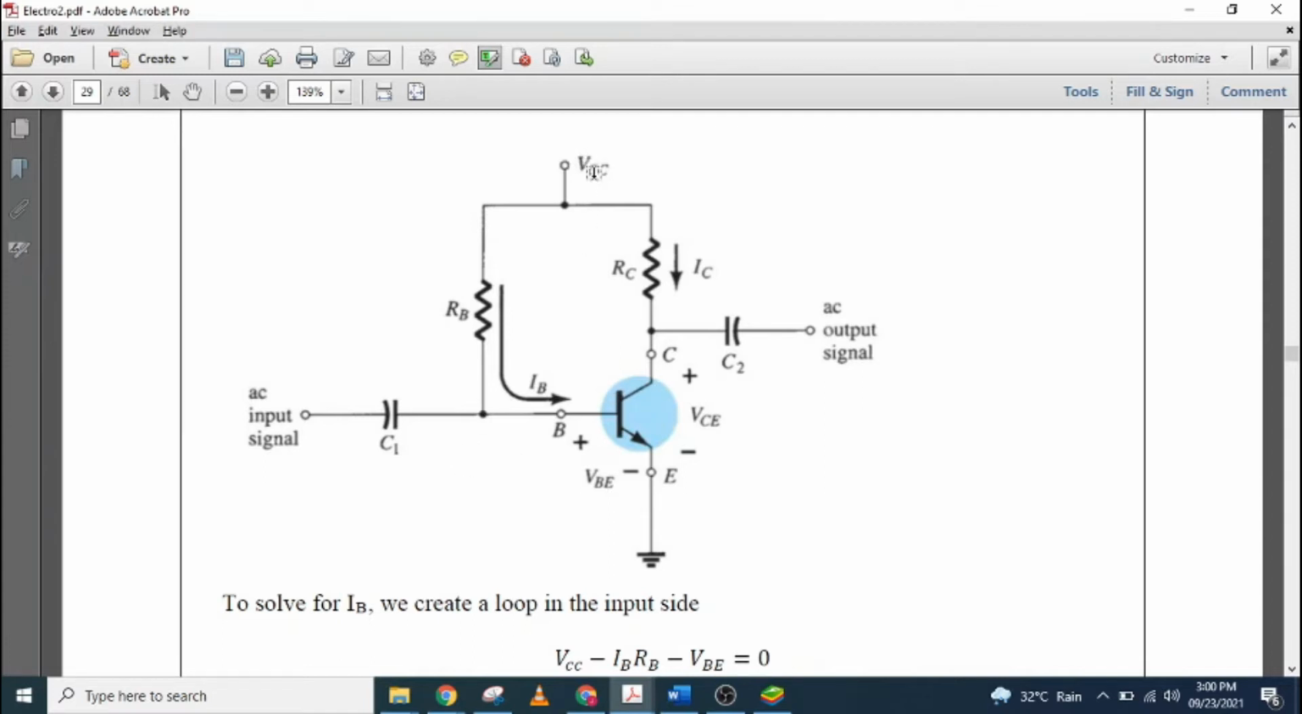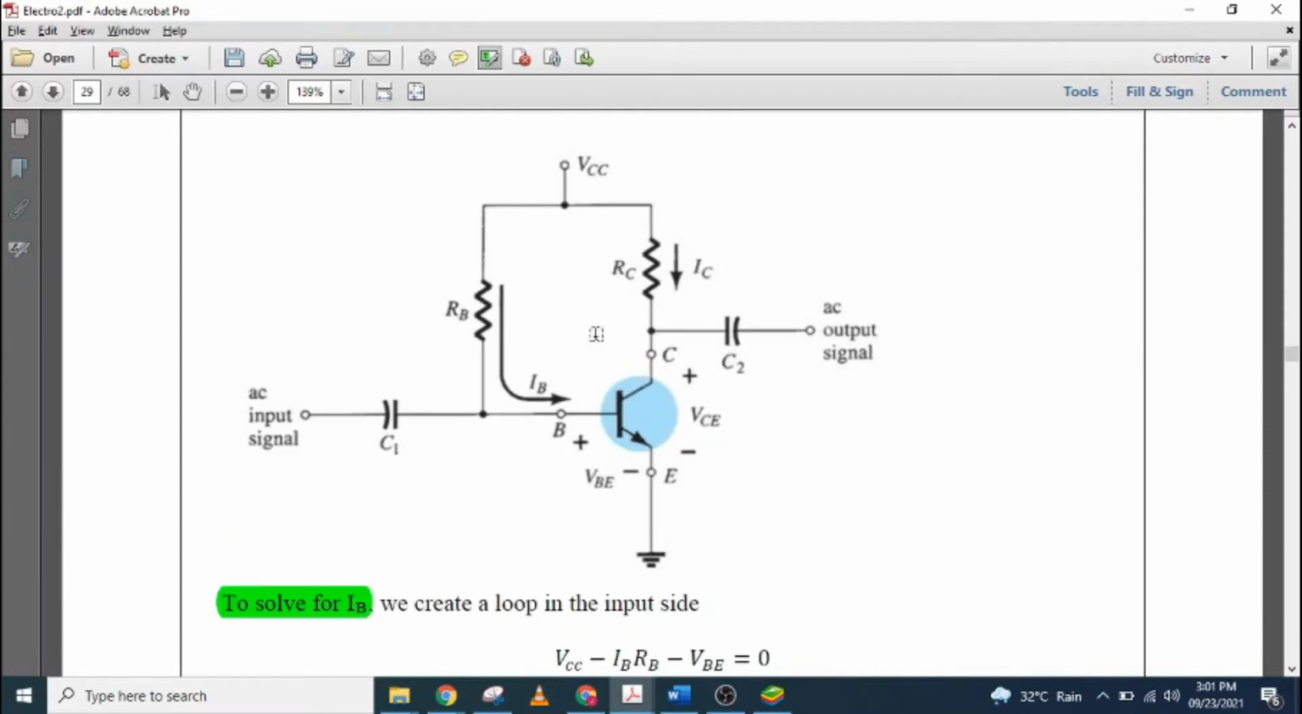The next is our first biasing of a transistor. We have our VCC, or the supply voltage, connected to our collector. This VCC is connected to the base resistor RB, the collector resistor RC, and our transistor. We have equations here, class. To solve for IB, the base current, we need to create a loop in the input side. The input side here is VCC, then RB, then flowing through this base-emitter diode, the VBE, then going to the ground.